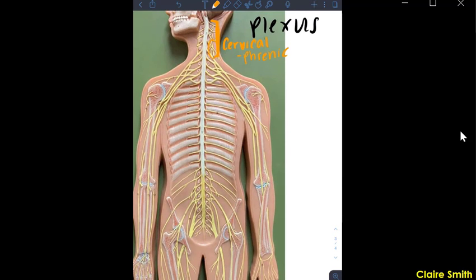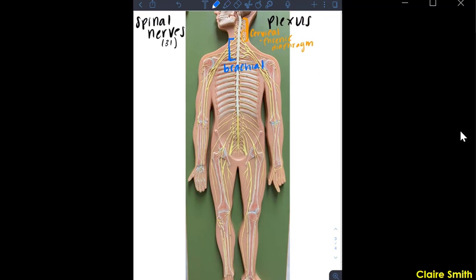Phrenic, writing it out, good. The phrenic nerve innervates the diaphragm. So actually this nerve is going to extend down all the way to the diaphragm, but in this model they just kind of cut it off for simplicity's sake. So first plexus is your cervical, contains, the only one you have to know is your phrenic nerve, innervates the diaphragm. The next plexus is the brachial plexus.